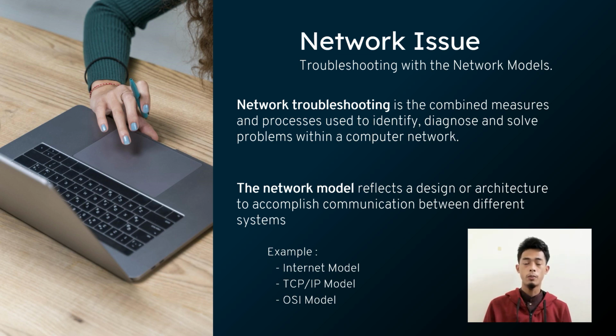Network troubleshooting is the combination of measures and processes used to identify, diagnose, and solve problems within a computer network. It is a logical process that network engineers use to resolve network problems and improve network operation. The network models reflect a design or architecture to accomplish communication between different systems. Network models are also referred to as network stack or protocol suite. Examples of network models include TCP/IP, also called the DoD model, the Internet model, the OSI model, and others. In standardization of protocols, OSI is an example promoted by ISO, the International Organization for Standardization.